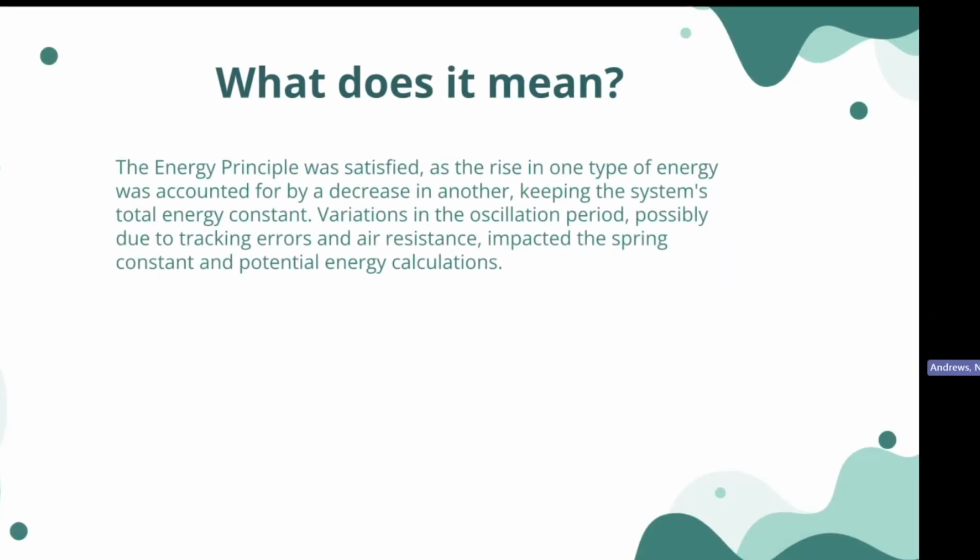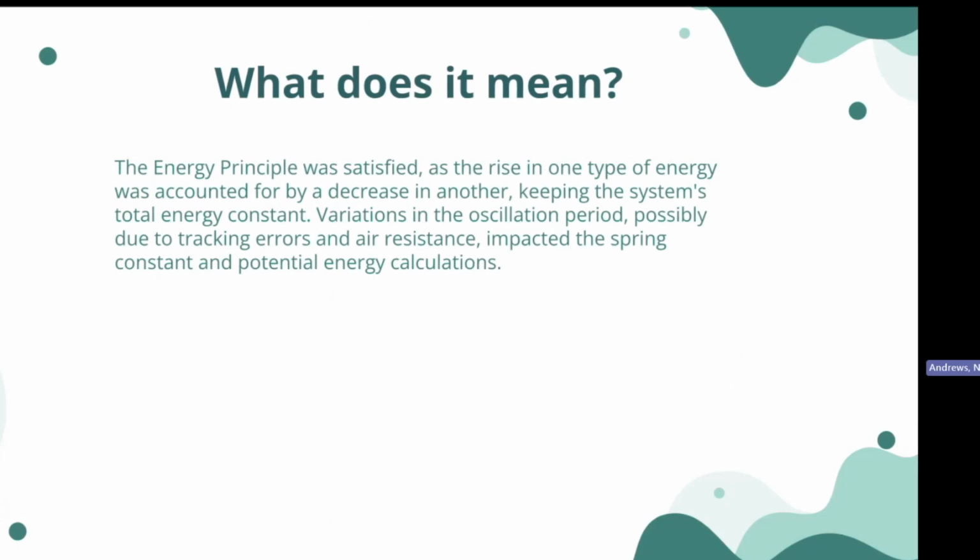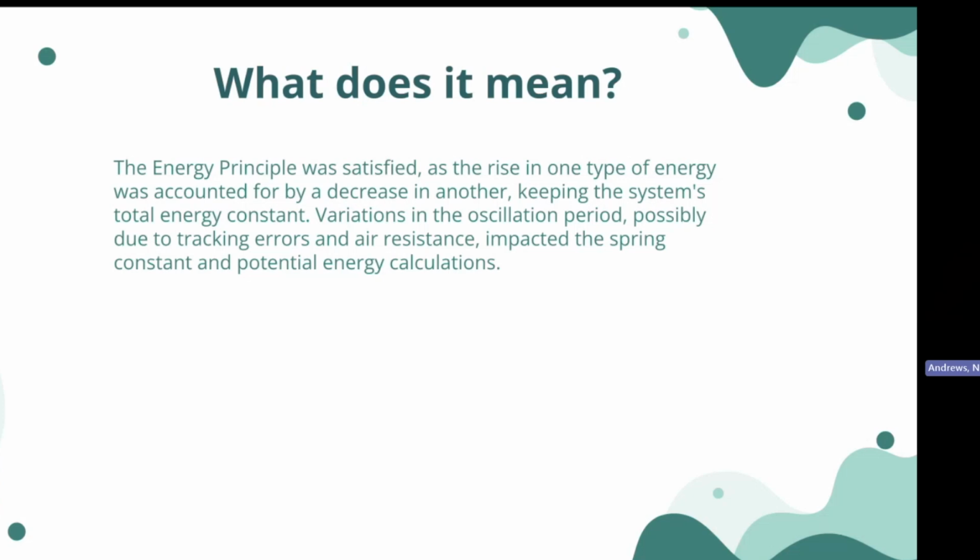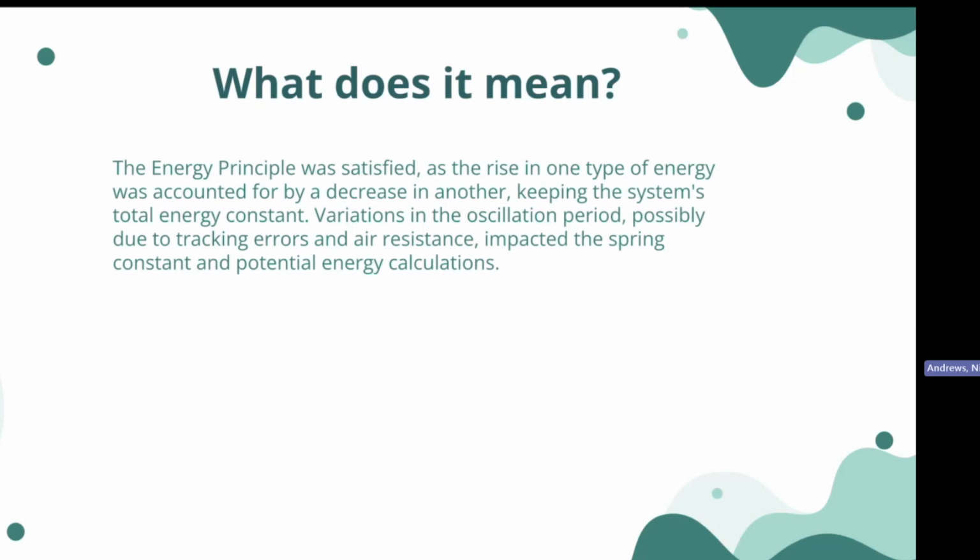What does it mean? The energy principle was satisfied as the rise in one type of energy was accounted for by a decrease in another, keeping the system's total energy constant. Variations in the oscillation period, possibly due to tracking errors and air resistance, impacted the spring constant and potential energy calculation. That concludes my lab report for Physics 2211 Lab 4 on oscillations.